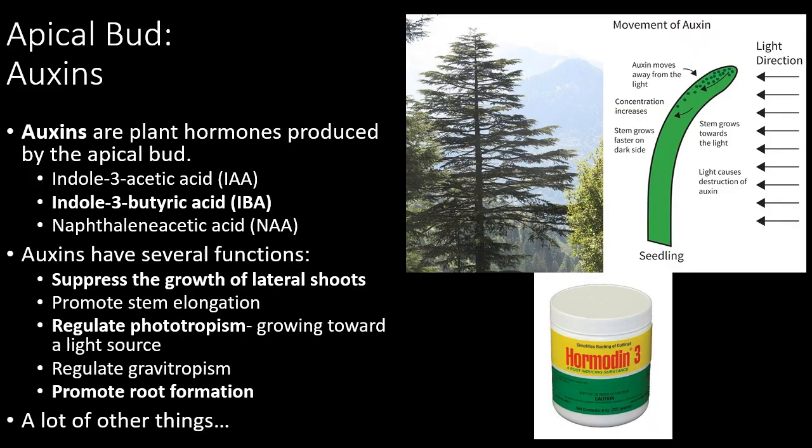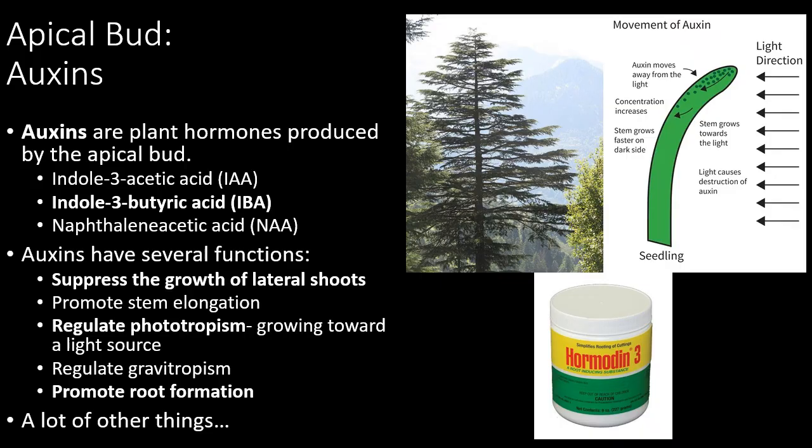If you've ever used rooting hormones such as Hormodin, or another good brand is Dip and Grow. There are more. Clonex is another one. If I didn't say your favorite brand, it's not personal. I don't have any brand deals with any of these companies, but they all are based on auxin rooting hormones. And the most common rooting hormone that's used in the horticulture industry is indole 3 butyric acid, or IBA.